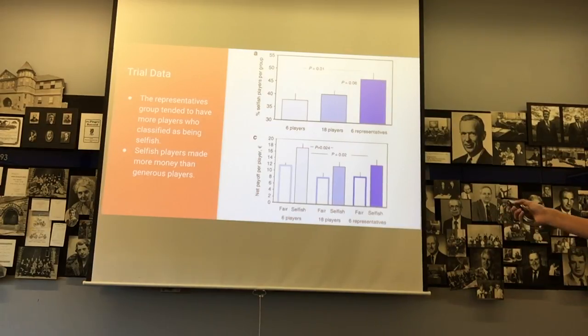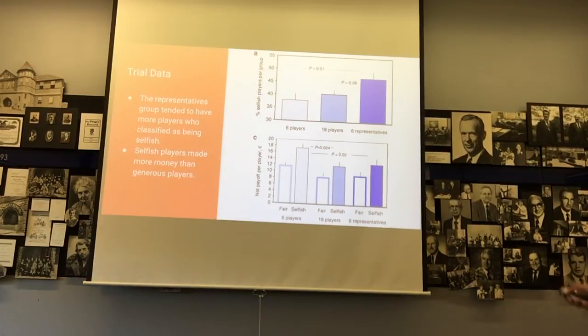And so that's just showing in the graph that over time, out of all the rounds, the 6 players group had the least percent of selfish players. So in this case, it's around 37%. So 37% of the players gave less than half of what they were given. It's a little bit higher for 18 players. It's around 42%. And then the 6 representatives is nearing about 50%. So almost half of the representatives gave less than half of what they were given.